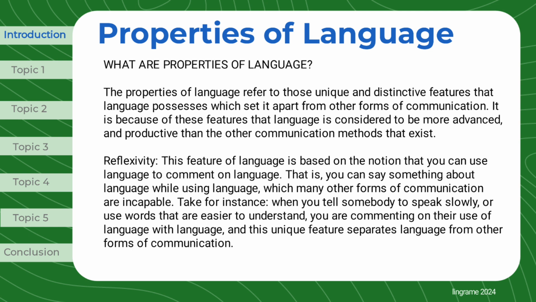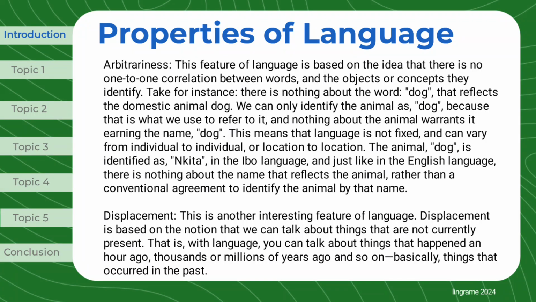Reflexivity. This feature of language is based on the notion that you can use language to comment on language. That is, you can say something about language while using language, which many other forms of communication are incapable of. Take for instance, when you tell somebody to speak slowly, or use words that are easier to understand, you are commenting on their use of language with language, and this unique feature separates language from other forms of communication.